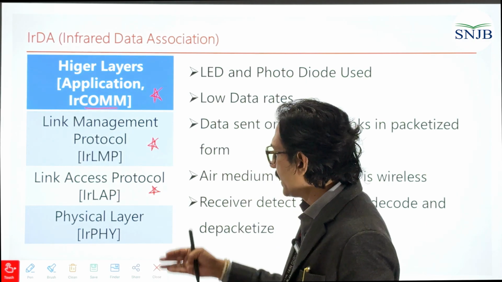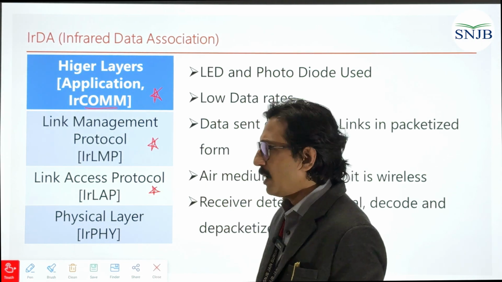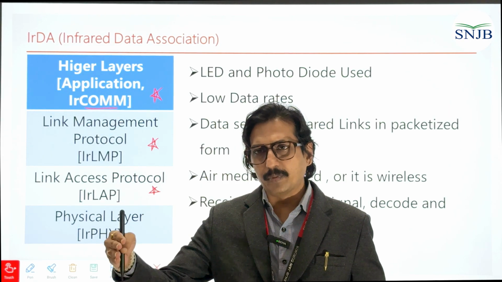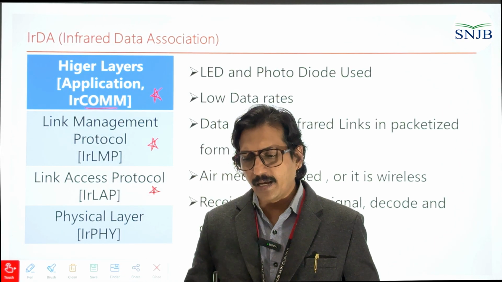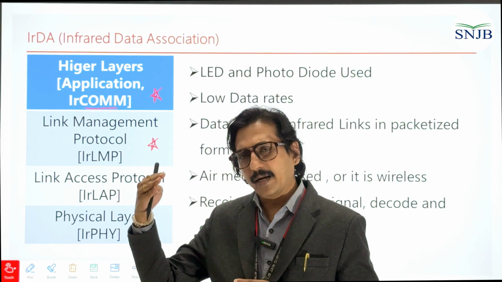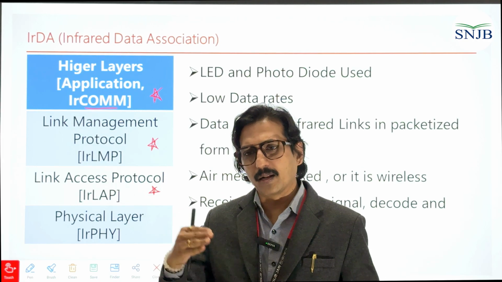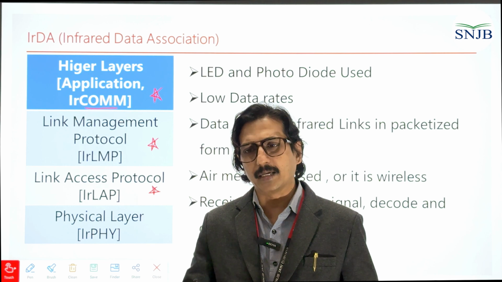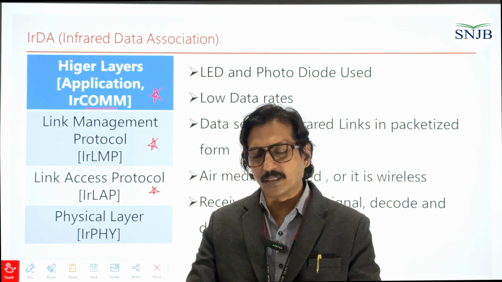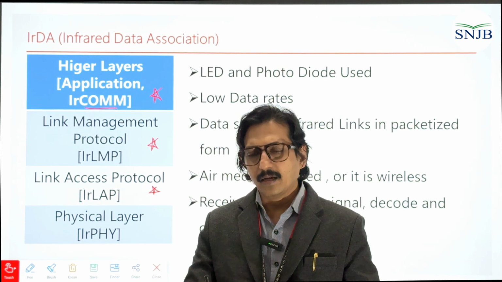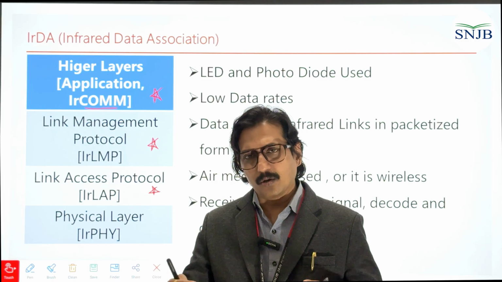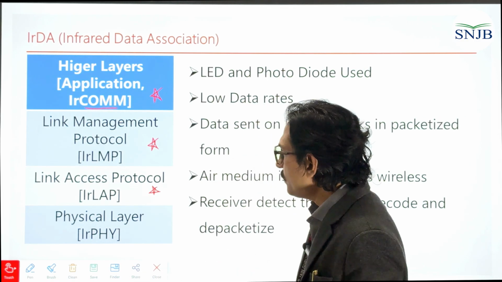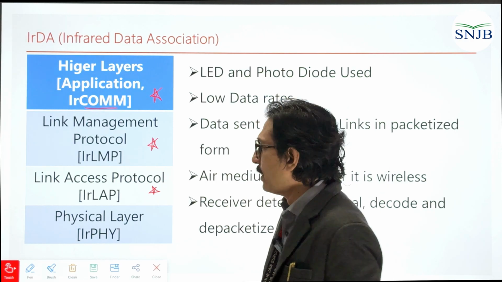So this is the second layer, link access protocol, where a link has been established between the transmitter and receiver, and once the link has been established, whatever data is coming from the upper layer gets converted into the frames, gets converted into the packets, and then is given to the physical layer so that it can transmit it over the air through carrier frequencies or through the infrared.